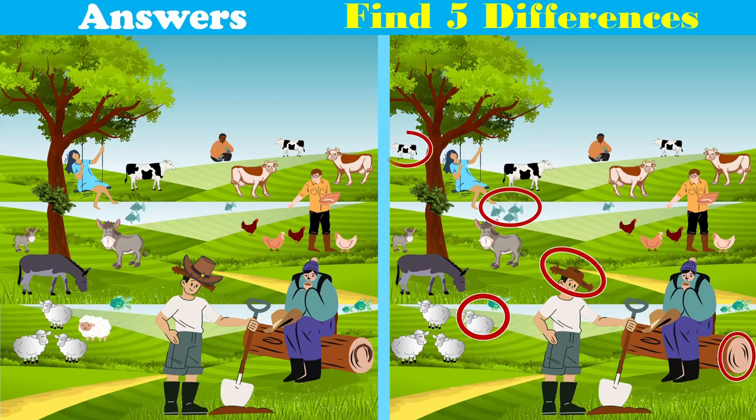5th and the last difference. See, behind this big tree 1 cow is present, but in picture 1 it is missing. So these are the 5 differences.